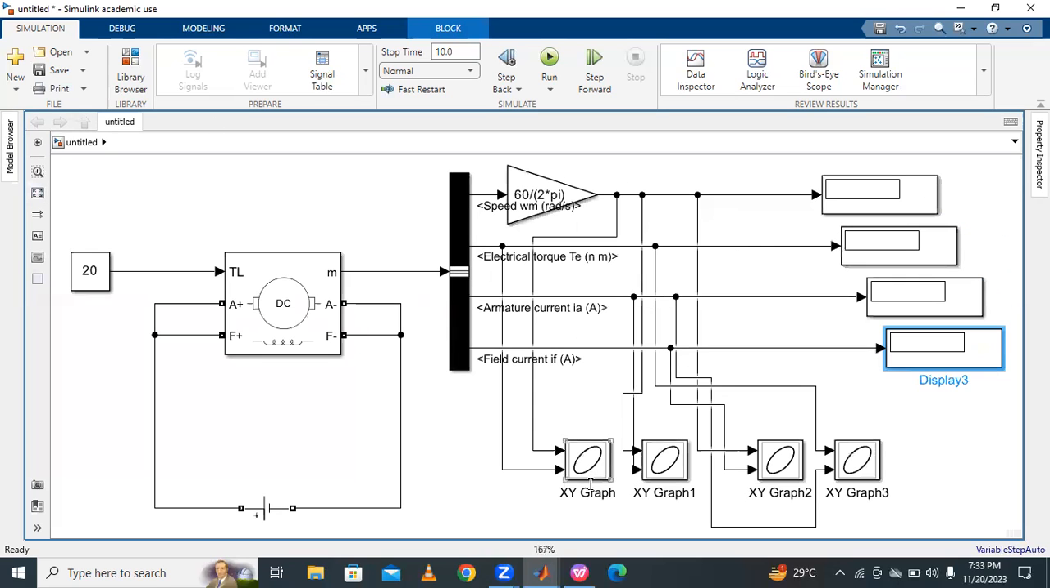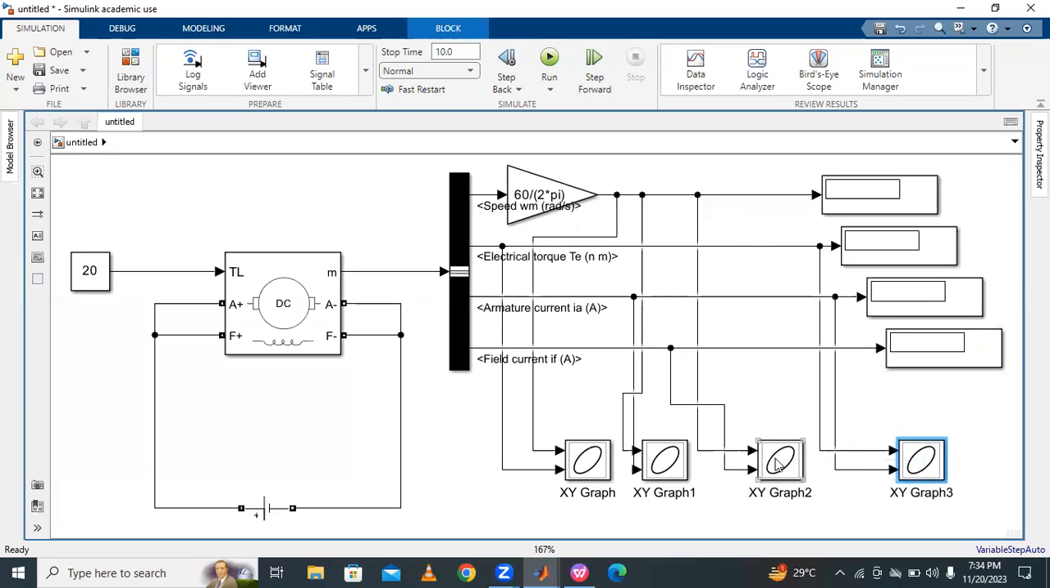The first graph has speed on the x-axis and torque on the y-axis: speed versus torque characteristics. Second graph, speed versus armature current. Third graph, speed versus field current. And finally, torque versus armature current. These are the different types of graphs we can observe using this arrangement.